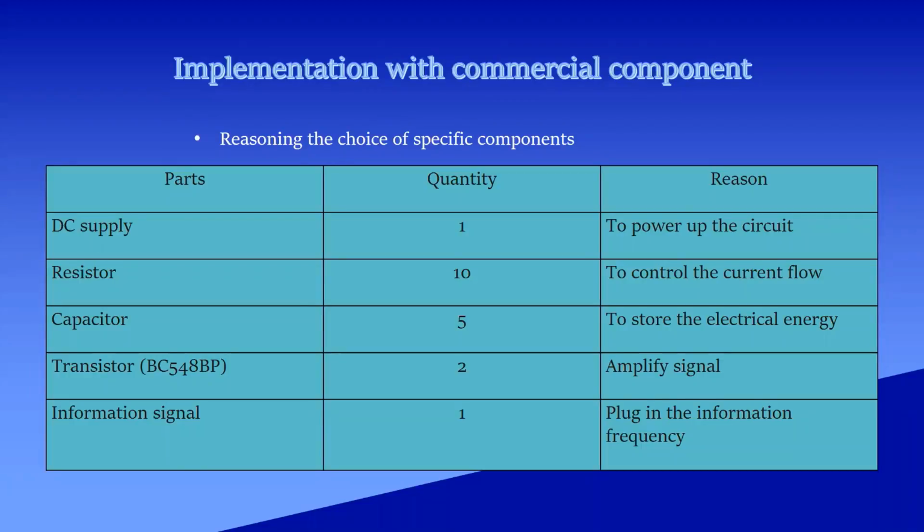So for the implementation with the commercial components, we use these. We use a DC supply to power up the circuit, a resistor to control the current flow, a capacitor to store the electrical energy, a transistor as an amplifier of the signal, and lastly the information signal, to plug in the information frequency.